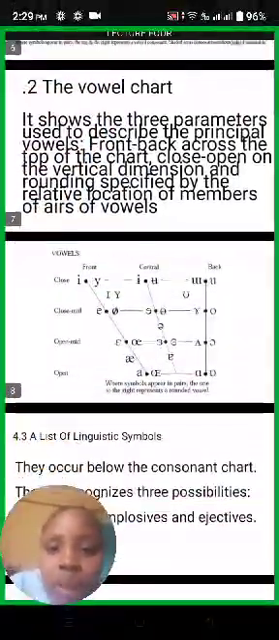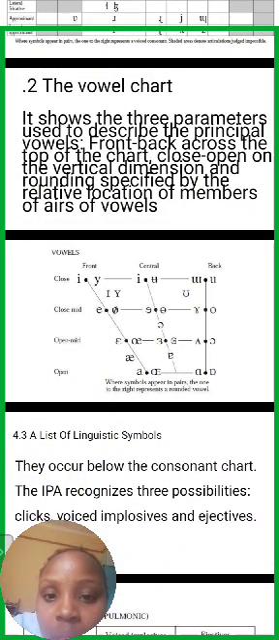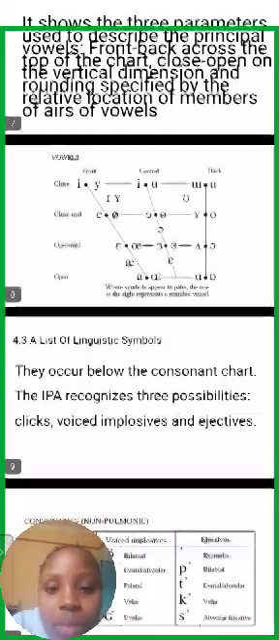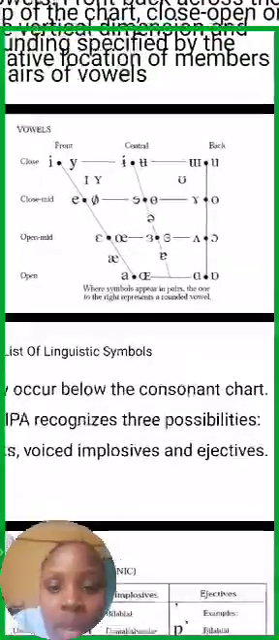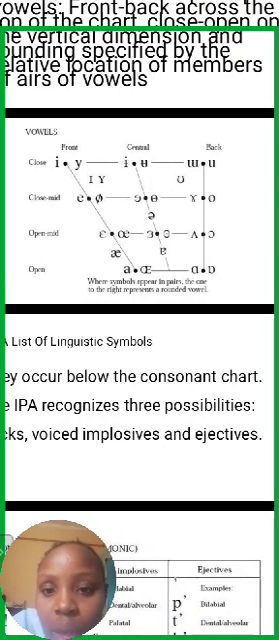The next part is the vowel chart. The vowel chart shows the 3 parameters used to describe the principal vowels. We have front and back across the top of the chart, and close and open on the vertical dimension, and the rounding, specified by the relative location of members of vowel pairs. So this one here is the vowel chart. We have the close, the close-mid, the open-mid, and the open. Then horizontally we have the front, central, and back sounds.